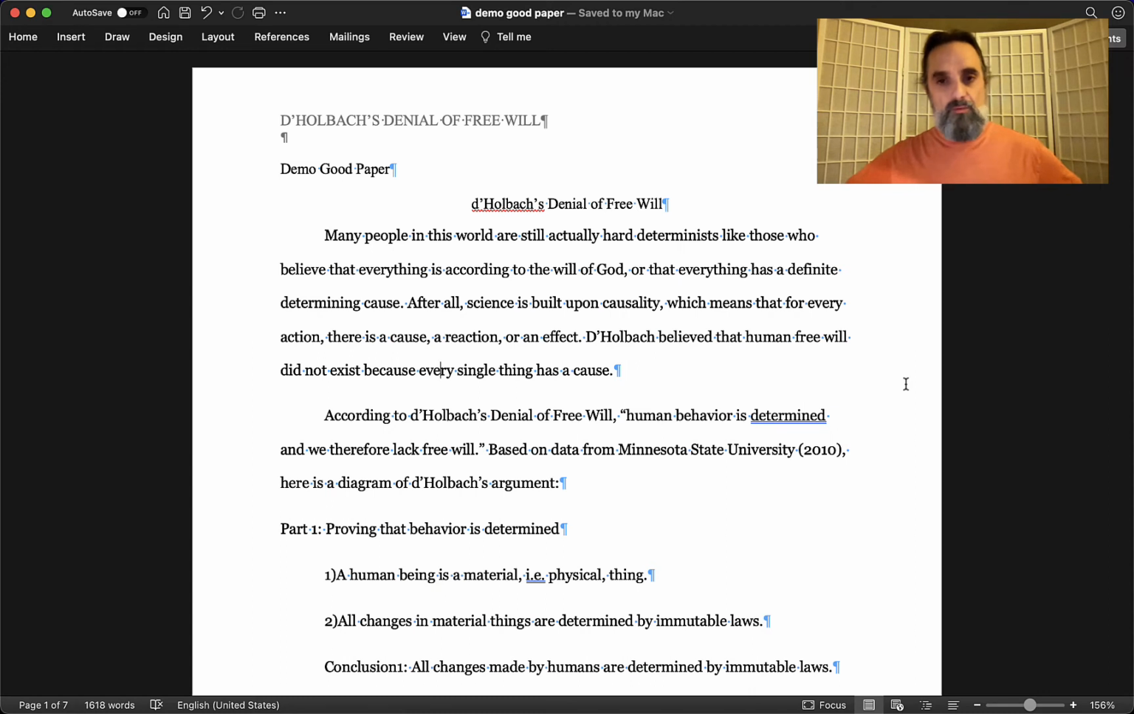Many people in this world are still actually hard determinists, like those who believe that everything is according to the will of God, or that everything has a definite determining cause. After all, science is built upon causality, which means that for every action there is a cause, a reaction, or an effect. De Holbach believed that human free will did not exist because every single thing has a cause. This is an okay introductory paragraph.